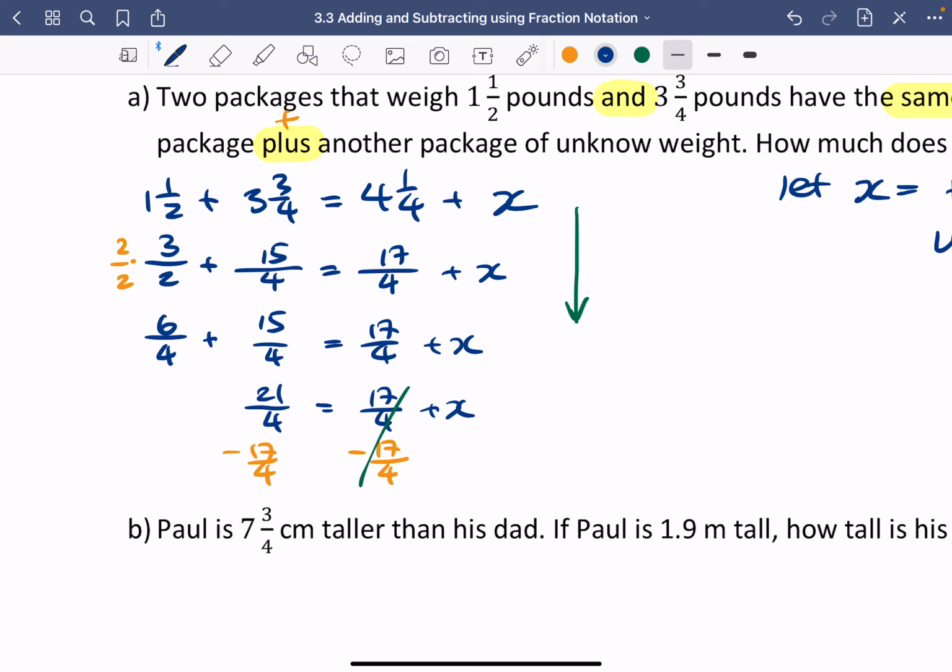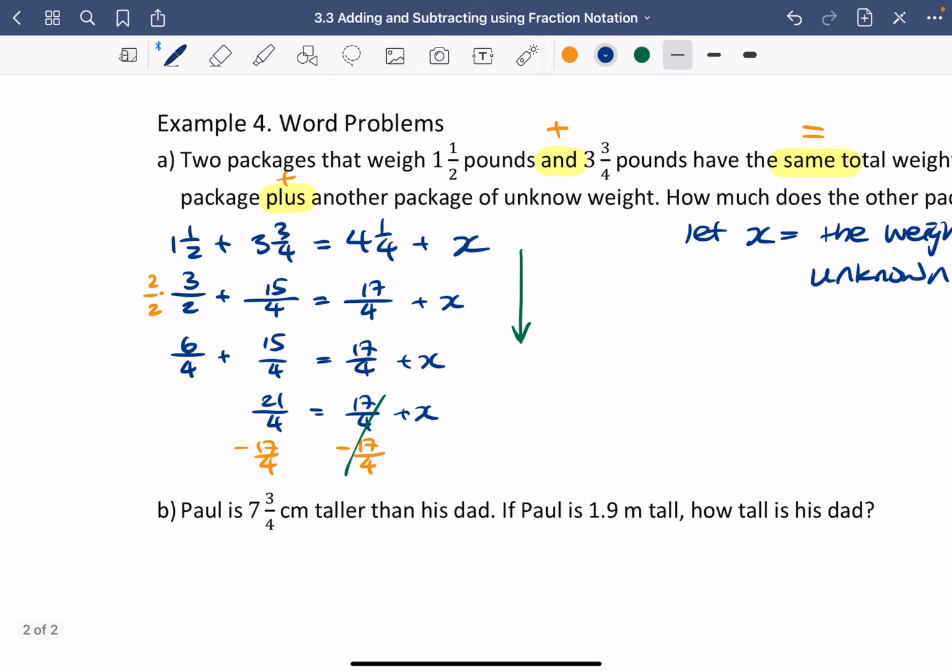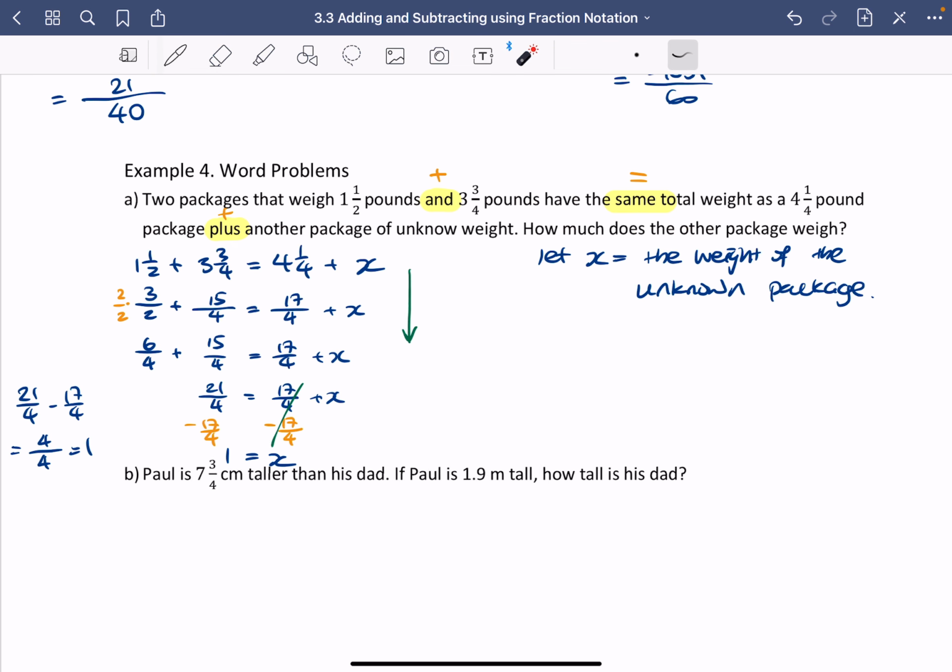And 21 over 4 minus 17 over 4, if you can't do this directly, you can do it aside. The denominator is the same already, so you can just subtract the numerators. 21 minus 17 is 4. 4 over 4 is what? It's just 1, right? So your answer will be 1. On the other side we have these two cancel, so I have positive x. Positive x is just x. So I have x equal to 1.